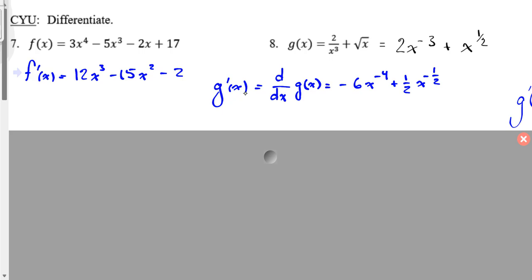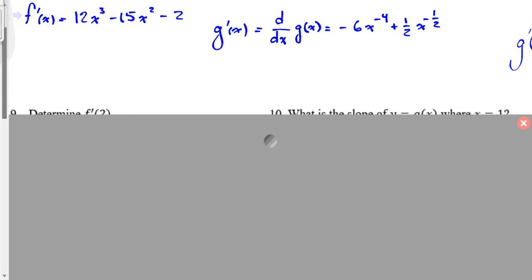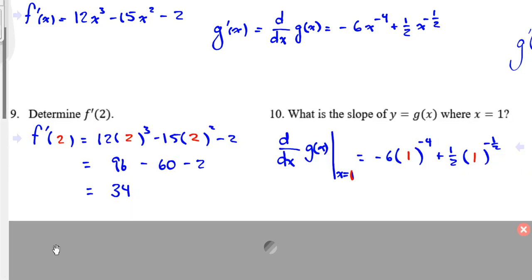Okay, so then the next two questions, what we're doing is finding, because remember, each of these is giving us the function of the slope of the original. For any x value I plug in here, it's telling me the slope of the tangent line to the original function. So for number 9, I'm just asked to plug in 2. So this is telling me for the f of x function, where x is 2, what's the slope? The slope is going to be 34. So it's really steep where x is 2.